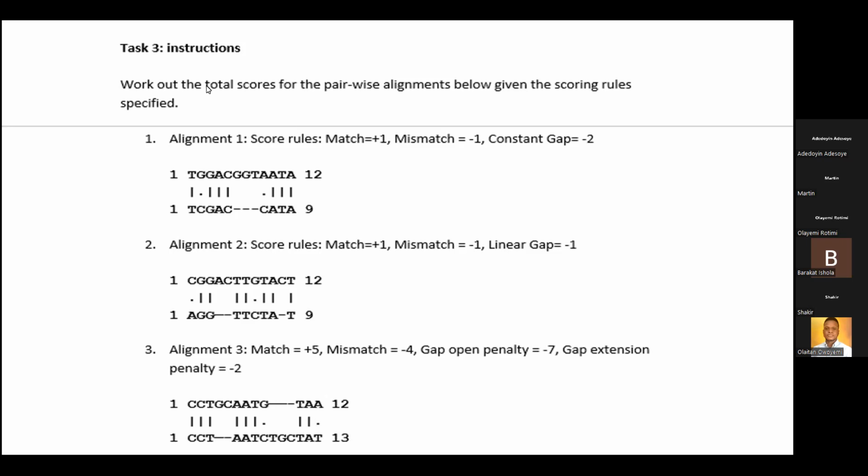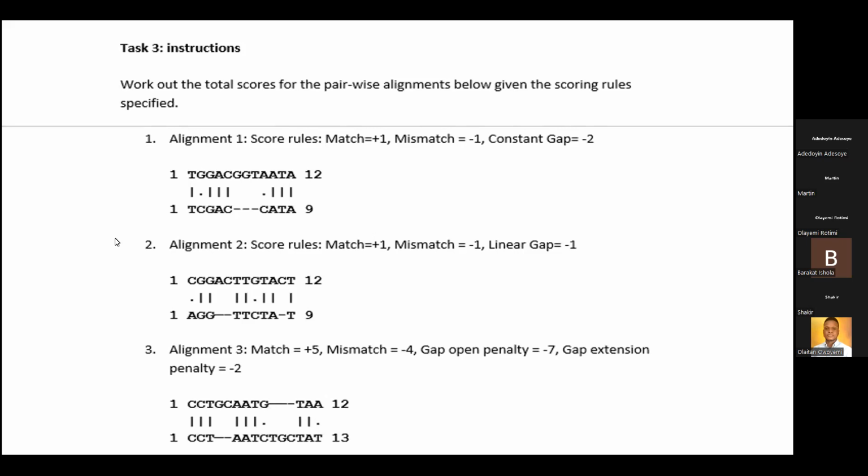How many people got 24? Do we understand? Are we clear? Okay, someone doesn't. All right, let me just quickly take us through it again. I will go over it again.